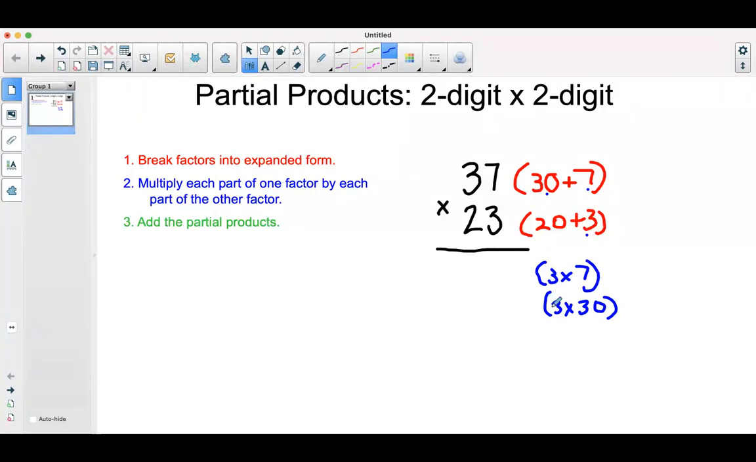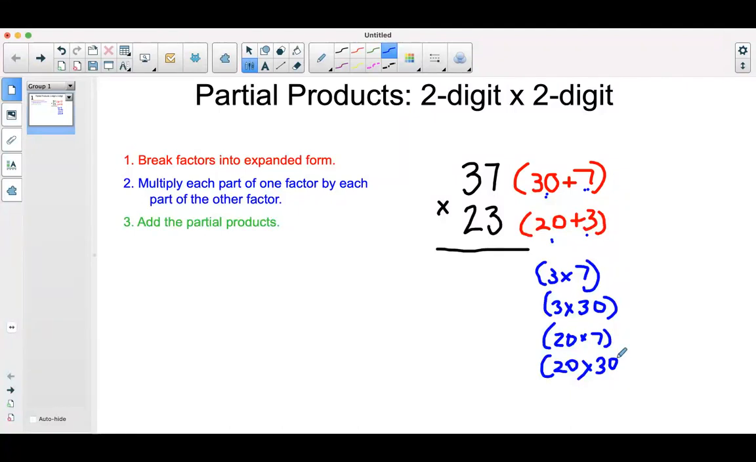I'm going to do the same thing with the 20. So I'm going to take 20 times 7. And then finally, I'm going to take that 20 again and multiply it by 30. Now I have multiplied each part of my bottom factor times each part of my top factor.